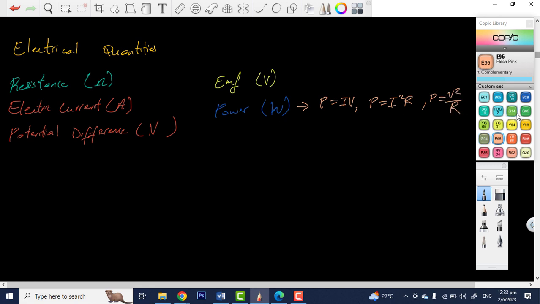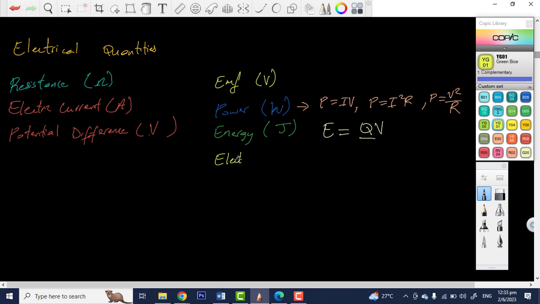We need to know things like electric power. So we need to know power and the different formulas. Power is measured in watts, and the different formulas for power include P equals IV, P equals I squared R, and P equals V squared over R. So we need to know those things. What else? So resistance, current, potential difference, power. Yes, we need to know energy as well. Electrical energy, which is measured in joules.